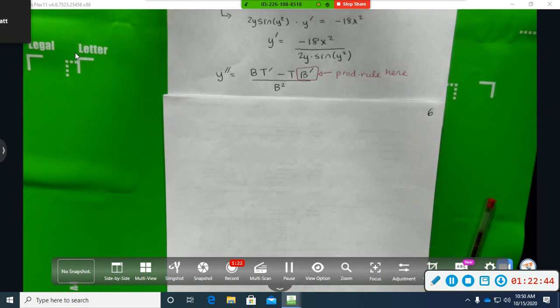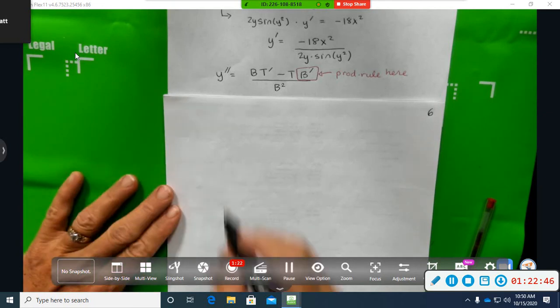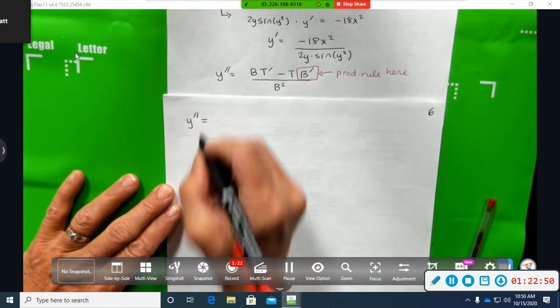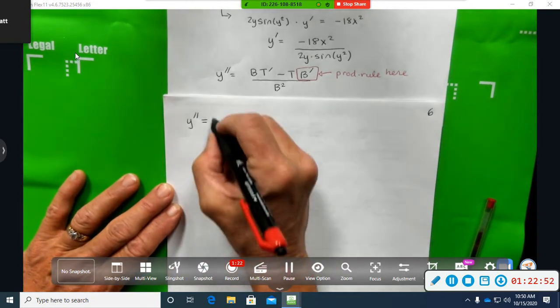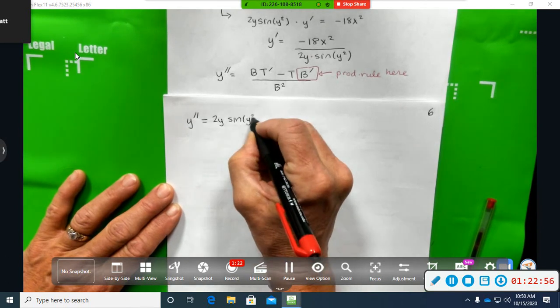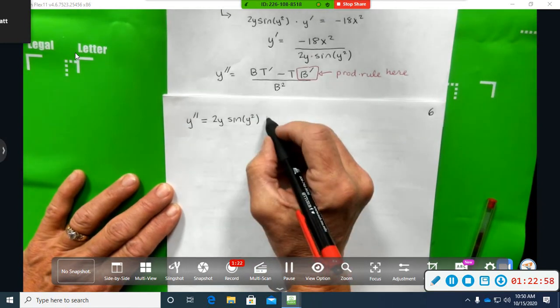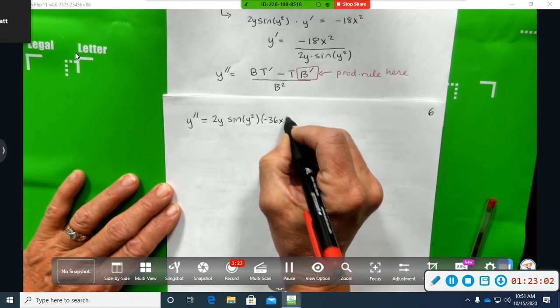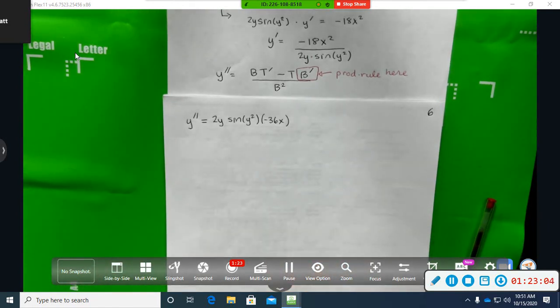It's a mess. All right, bottom times the derivative of the top. There's the bottom. The derivative of the top is just a negative 36x. So I don't see where things are messy. That's pretty clean.